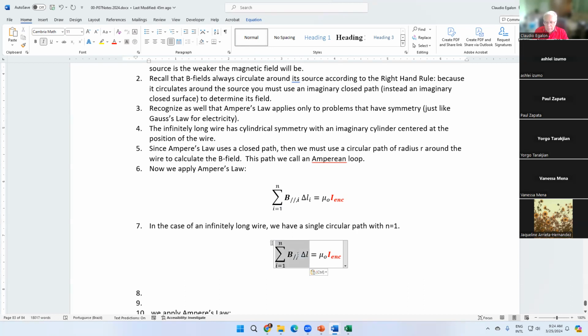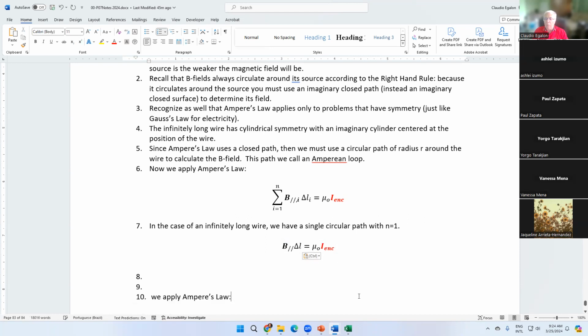B parallel to delta L to the path. And by the way, B parallel means parallel to the path, okay? That's what it means. Just a single loop, just a single pass. In the case of an infinitely long wire, we have a single circular path with n equal to one. The formula reduces to, okay?